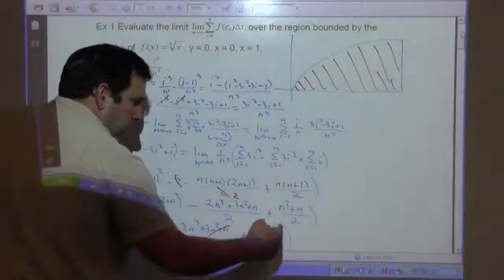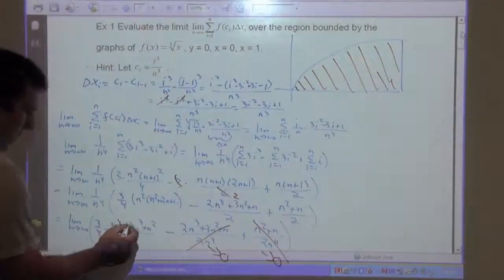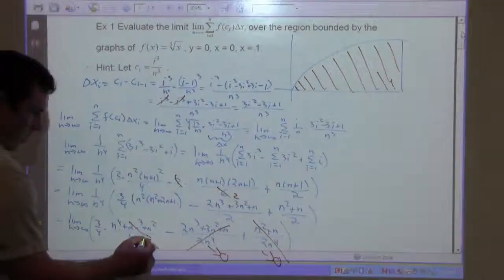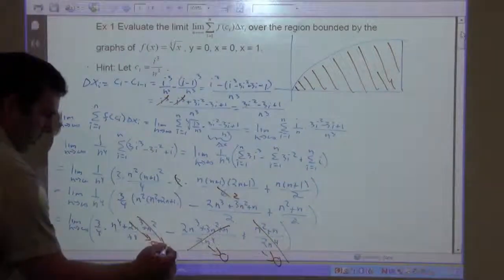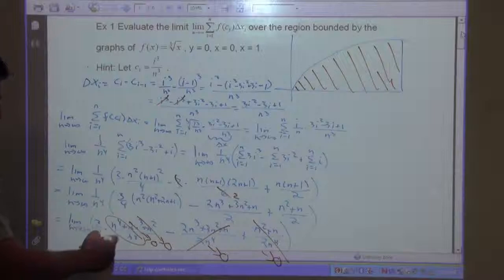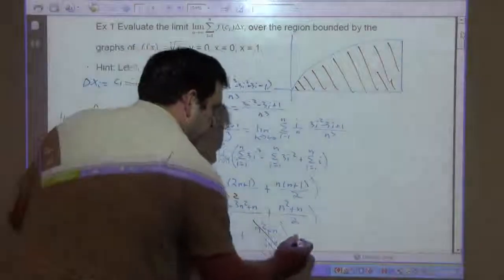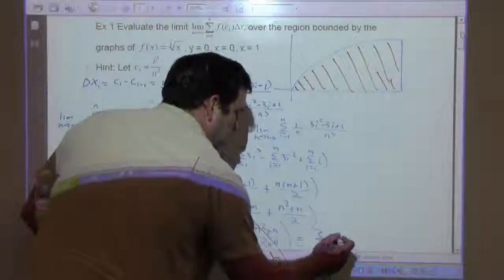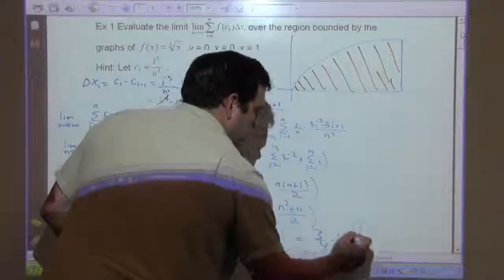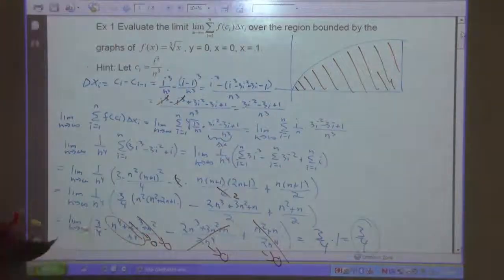N squared over n to the 4th, n over n to the 4th, that's going to go to 0. In fact, that part's going to go to 0 too. That's going to go to 0. So the only thing that makes a difference is this n to the 4th over n to the 4th gives us 1. So our result will be 3/4 times 1, which is 3/4. So this area under this curve is 3/4.